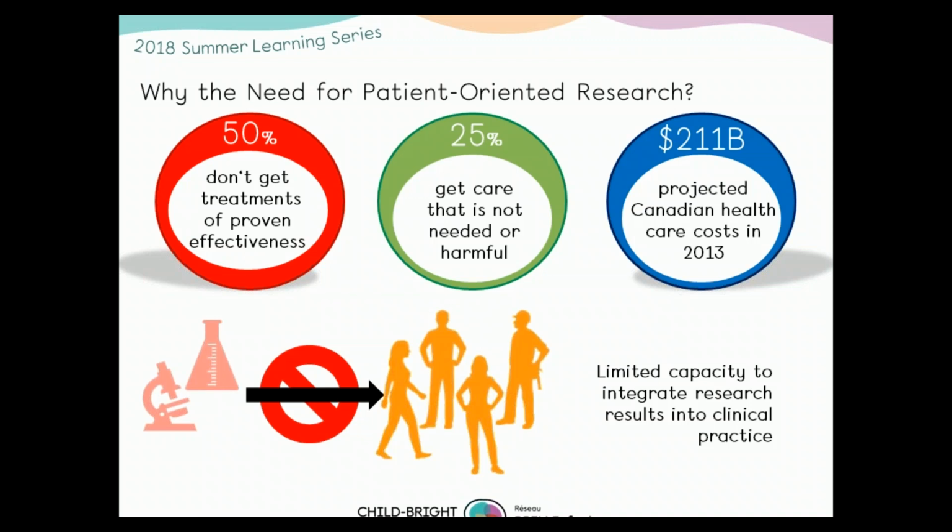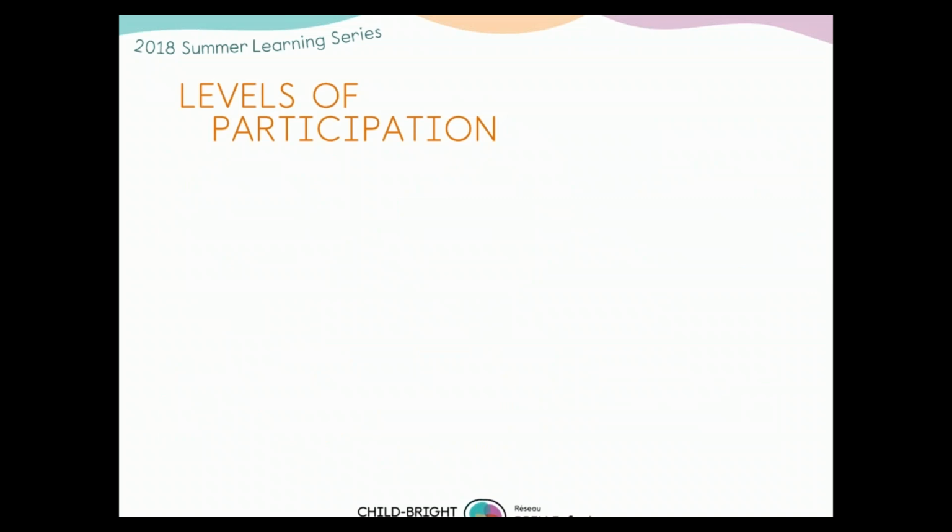So moving on to the main topic of the discussion for today's session, it's time for us to consider some of the more practical issues associated with patient engagement in research or patient-oriented research. Really, how does it work? How can patients be engaged meaningfully and actively in the research process? So we're hoping to introduce this idea of levels of engagement or levels of participation.